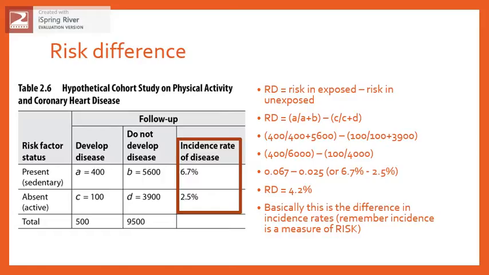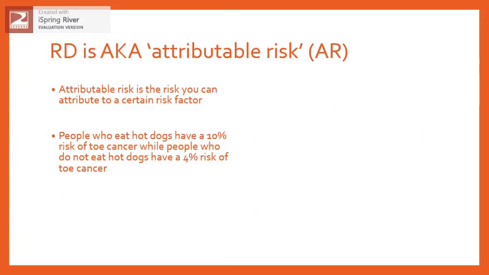Remember that the incidence rate is a measure of risk, so therefore the risk difference is just the difference in the incidence rates. Sometimes the risk difference is also known as attributable risk. It's the risk you can attribute or assign to a certain risk factor. So here's a kind of a silly example, but I hope it will help you.